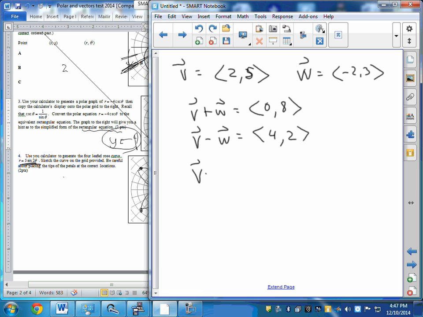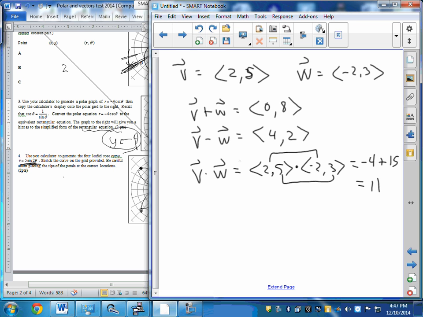And lastly, the dot product, which I generally like to write these down so I don't have to chase around. This is 2, 5 dotted with negative 2, 3. So we multiply these, that's negative 4, and we multiply these, that's 15. So we get 11. That's the dot product.